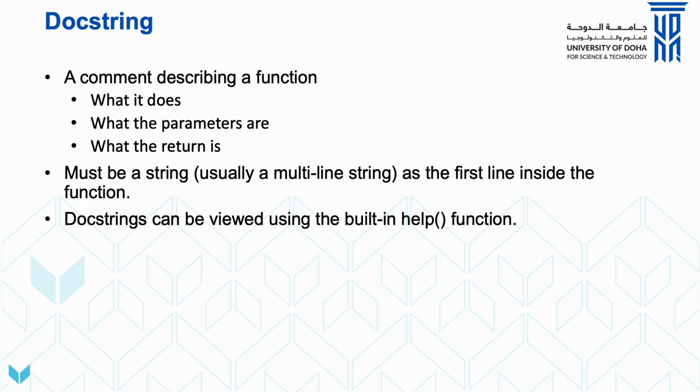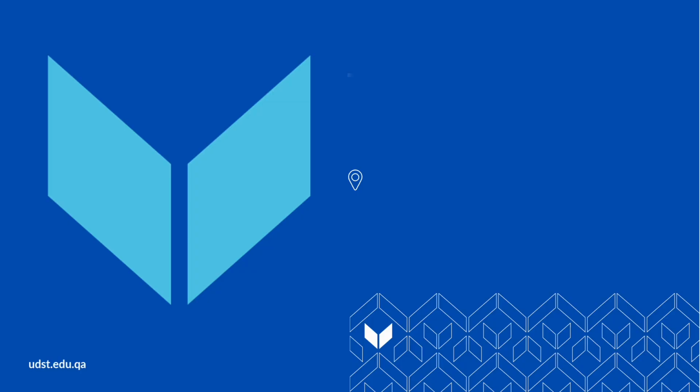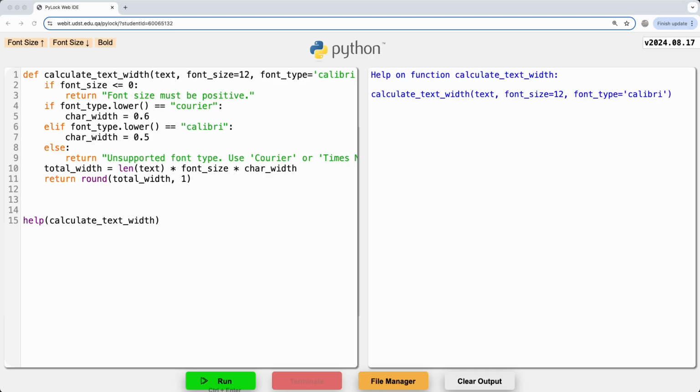It has to be a string. It's usually a multi-line string. Everybody calls the triple quotes a doc string, but really triple quotes means a multi-line string. A multi-line string, or a string in the very first line of the function, that's a doc string. And of course the doc strings can be viewed using the built-in help function. Whew, okay, I'm surprised I made it through.